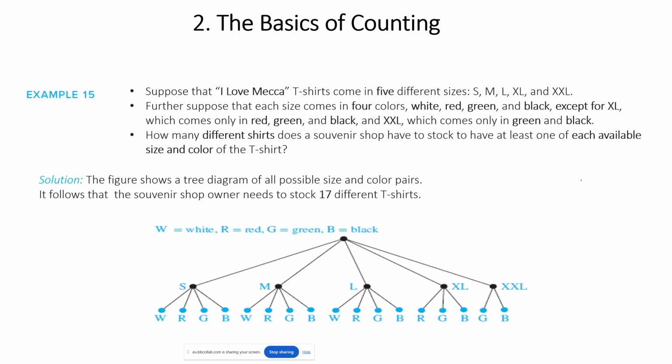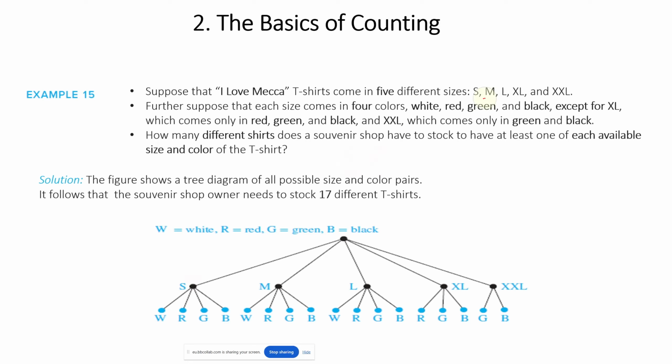So same thing here. There's another example. I have a t-shirt that has this type of sizes, and each size comes with 4 colors, except for the XL, which comes only in red, green and black, and XXL, which comes only in green and black. So now if I'd like to count how many possibilities, all I have to do is represent all the different sizes. I could also have started with the colors. It doesn't matter. It's not a problem. I'm just going to end up with the same count, not the same tree, but the same count.